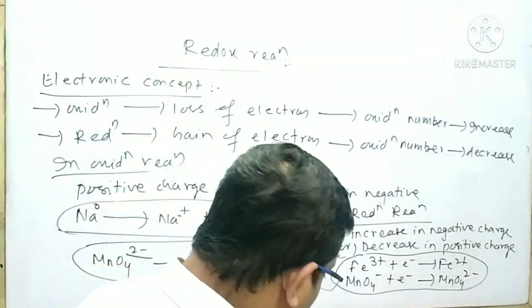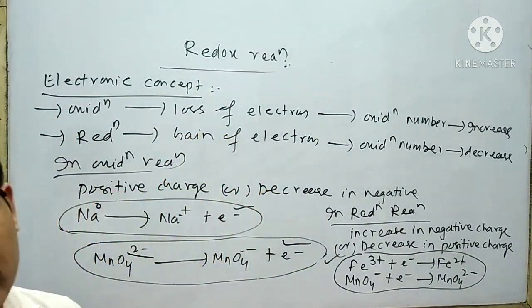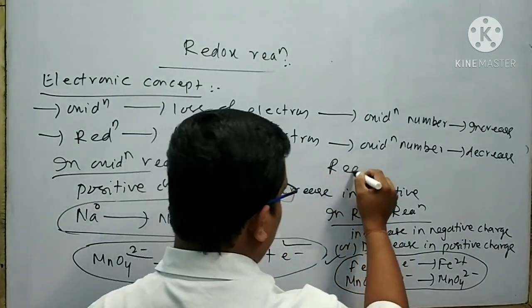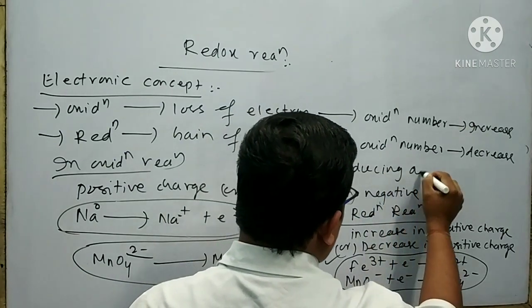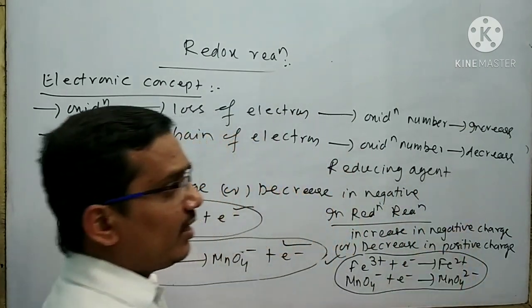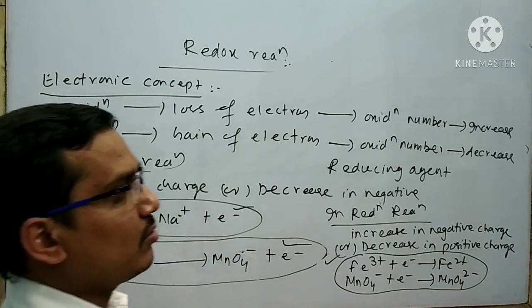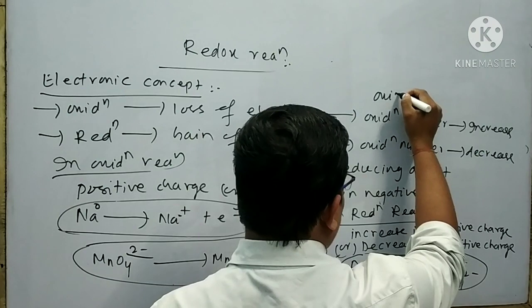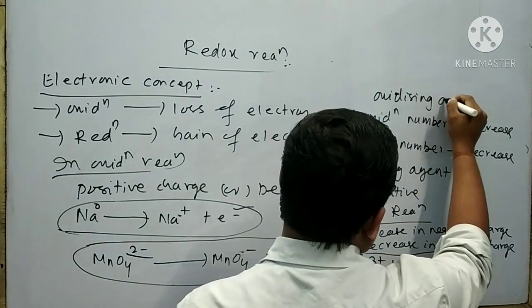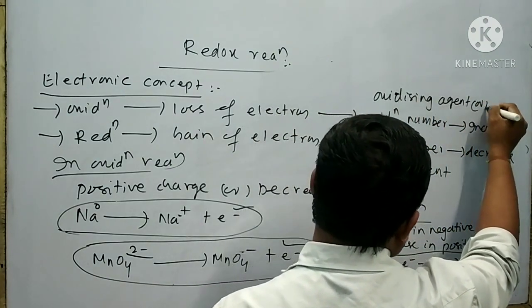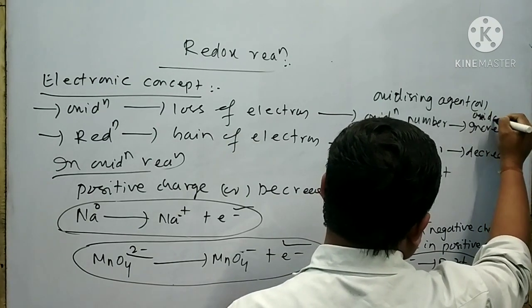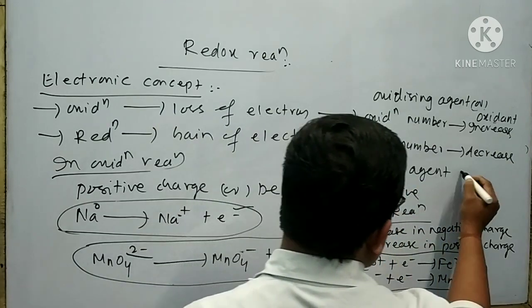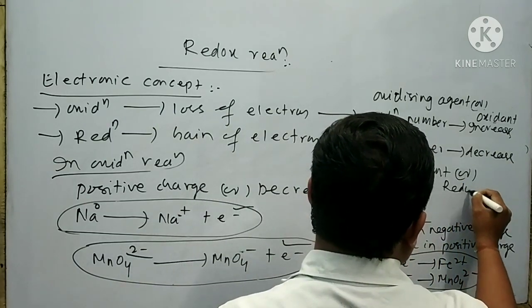Remember an important point: the substance which helps the reduction reaction is called the reducing agent. On the other hand, the substance which helps the oxidation reaction is called the oxidizing agent, or it is also called oxidant. On the other hand, the reducing agent is also called reductant.